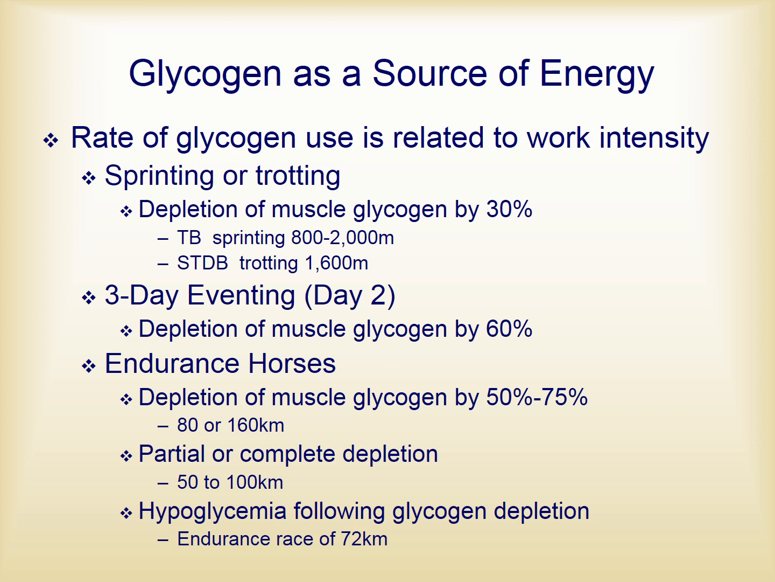Another study found a partial or complete depletion of muscle glycogen at 50 to 100 kilometers. And then yet another study found that horses developed hypoglycemia following complete glycogen depletion during an endurance race of 72 kilometers. Now, hypoglycemia is very rare in horses and will only occur as far as our athletes are concerned if glycogen is depleted. Obviously, we don't want our equine athletes to ever approach a period of complete glycogen depletion and hypoglycemia. So it's our job when we're feeding them and when we're training our equine athletes to try and prevent it from happening.